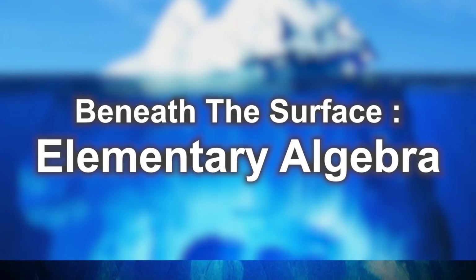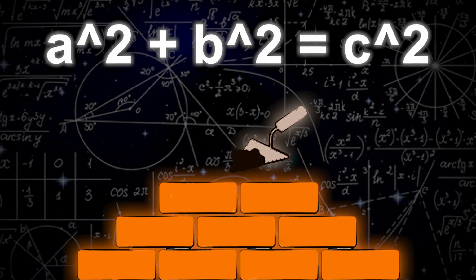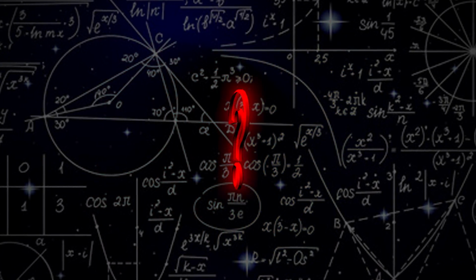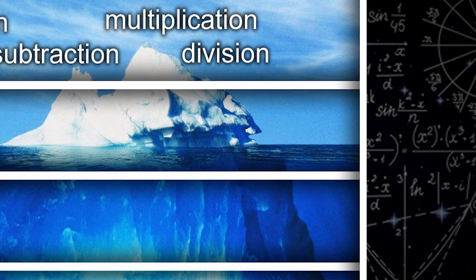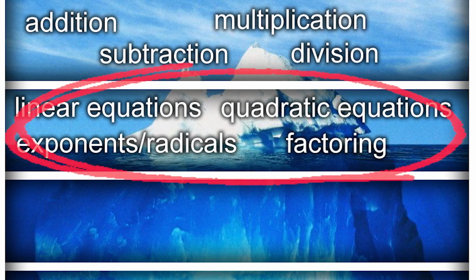We're now moving on to level 2 of the iceberg. This is where the infamous X, or any alphabet actually, is introduced. Elementary algebra builds upon basic arithmetic and introduces the use of variables and symbols to represent unknown quantities. There are 4 concepts at this level, which are linear equations, quadratic equations, exponents and radicals, and factoring.